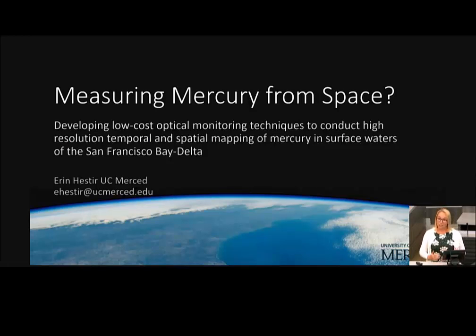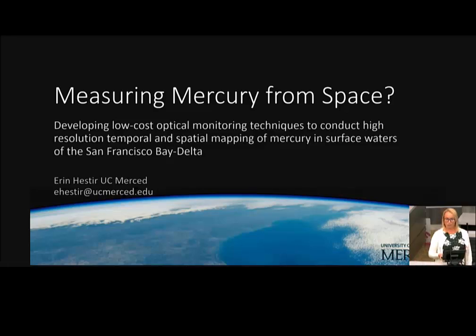So I stand between yourselves and lunch, and myself and lunch, so I will try to be quick. And I will preface this by saying I am not a geochemist and I am not a mercury expert, so I will do my best to answer questions about the mercury side of this. I am a remote sensing expert, so grill away if you'd like on that.